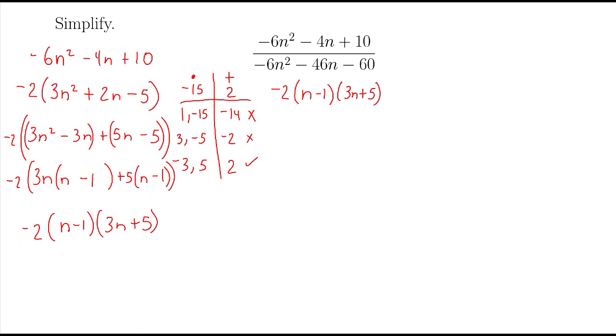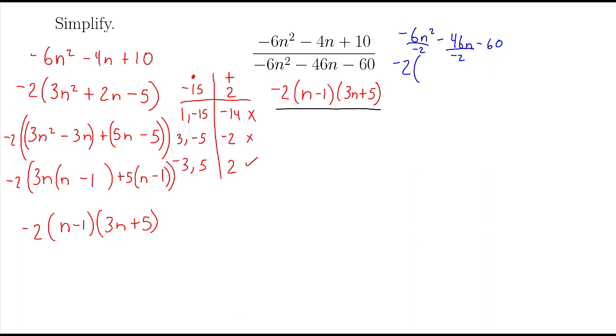Now we need to factor the denominator. Again, I'm going to use the AC method. First I'm going to check to see if there's a common factor. Oh wait, I'm writing down the wrong one. I wrote down the numerator again. Negative 6n squared minus 46n minus 60. These three are all divisible by 2, and since the first is negative, I'm going to factor out a negative 2. Divide each term by negative 2.